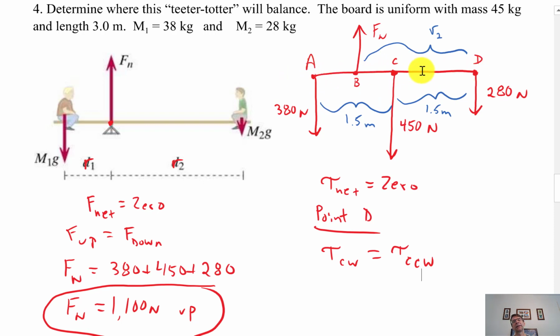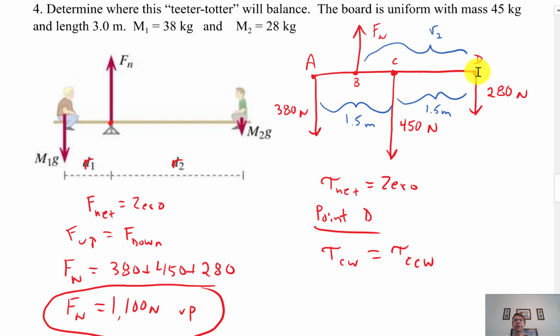This red horizontal line is the second hand, and it can spin clockwise or counterclockwise. We don't want it to spin, but we have to think about what if it did spin? What if it did rotate? So what force is here relative to point D?